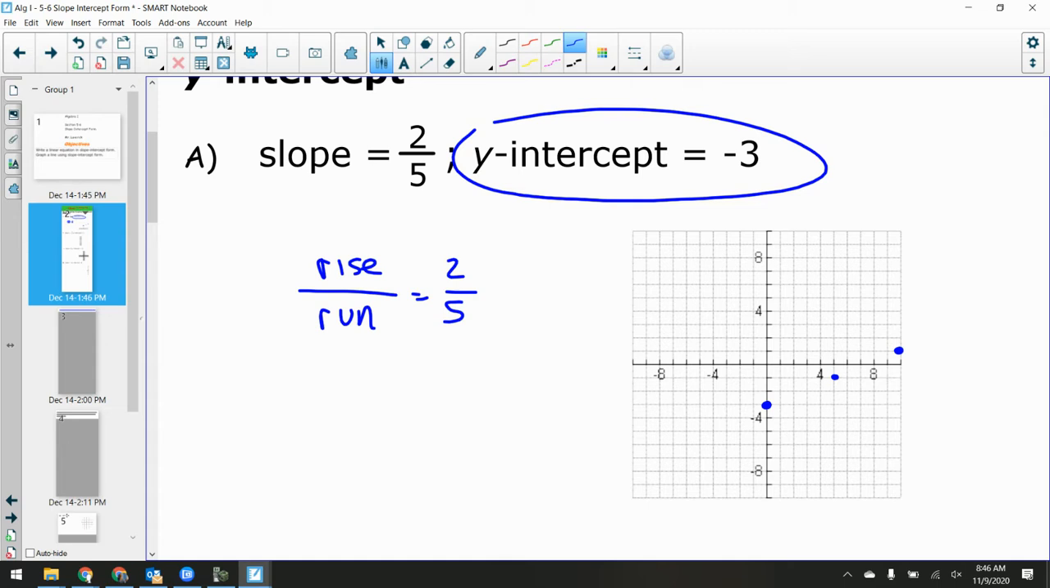Now, could I also go down? Yes. Which way would I have to go then? Down and left 5, down and left 5. Fill the graph with coordinates.